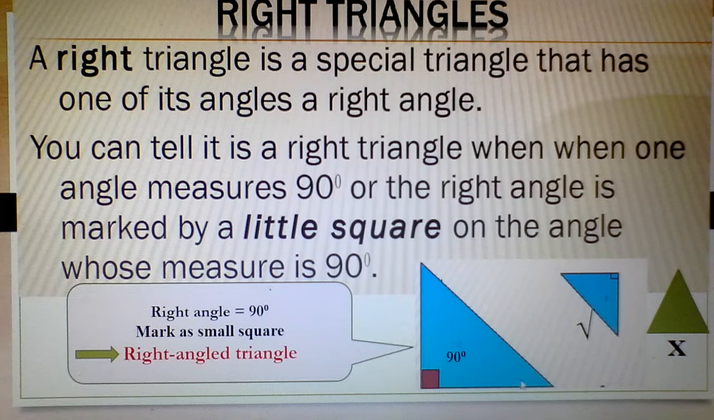You look at this triangle here. One of the angles, we mark with a little square like this, and the value of the angle is 90 degrees. Once there is an angle which is 90 degrees, we call it a right angle triangle. So this one is an example of a right angle triangle. Another one you can look at, this is a right angle triangle, because one of the angles is 90 degrees. But this one is not a right angle triangle because we cannot find any 90 degrees angle here.